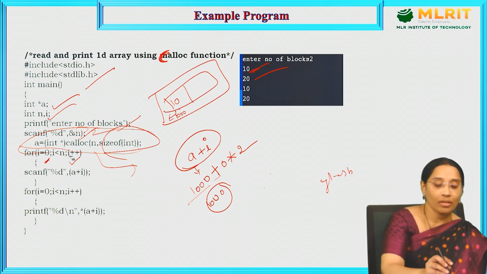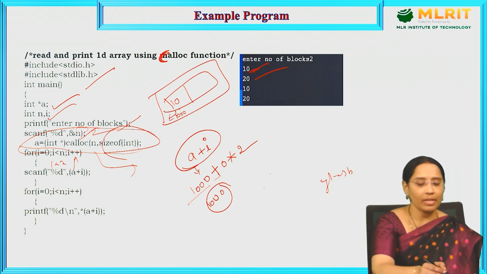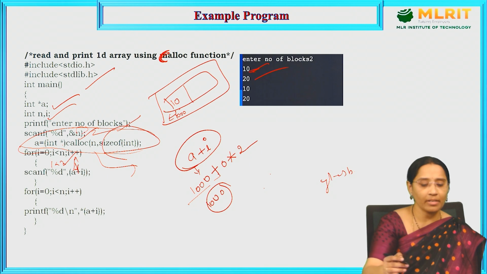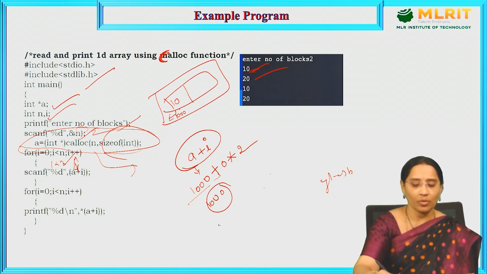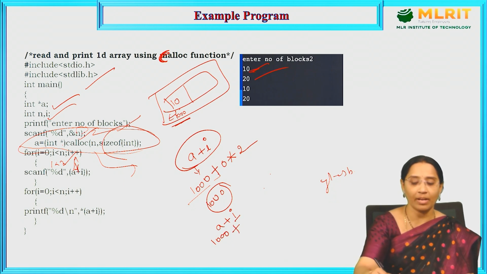Next, i becomes 1. The control is still in this for loop. So now i becomes 1, and 1 less than n value 2. We have taken the number of blocks as 2 only. So 1 less than 2, condition true. Again control will enter here. So a plus i: the base address is 1000, plus i value 1, 1 into the size of the data type 2.